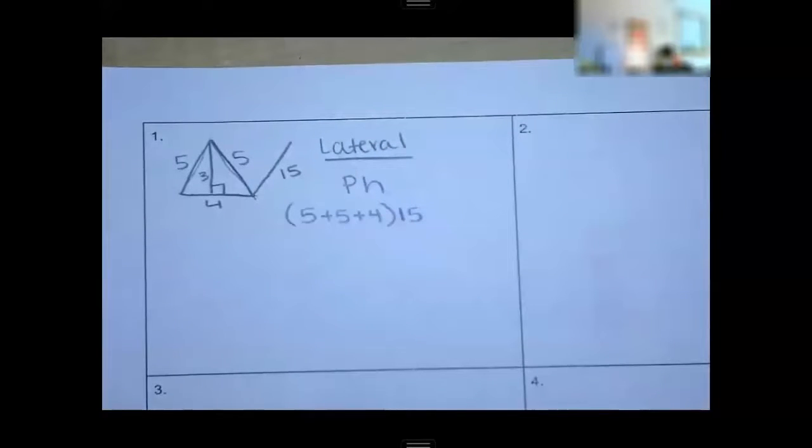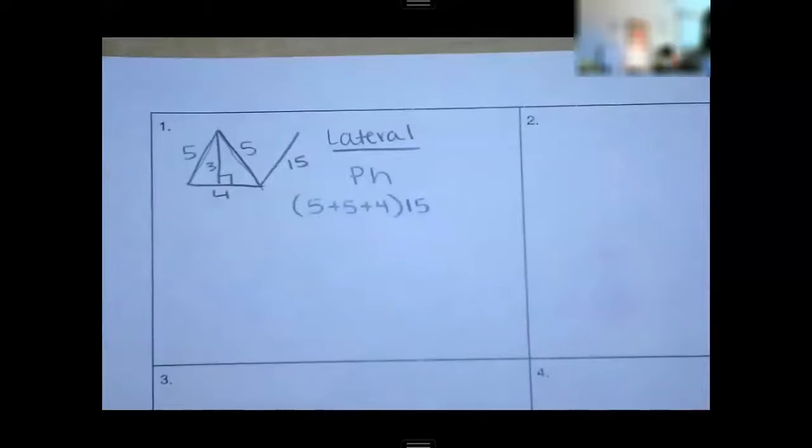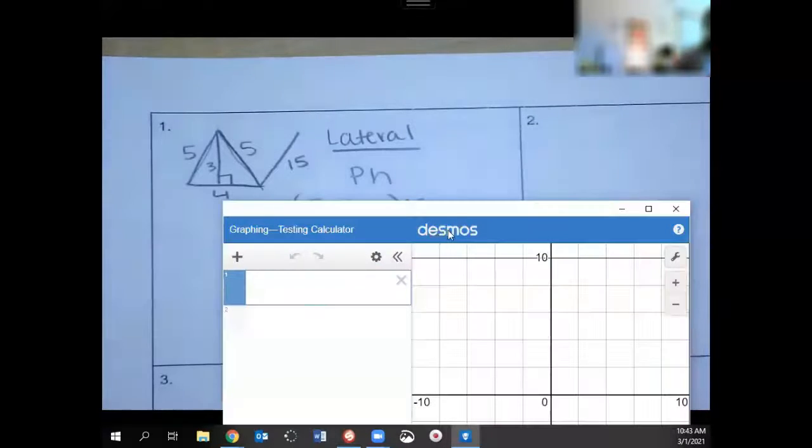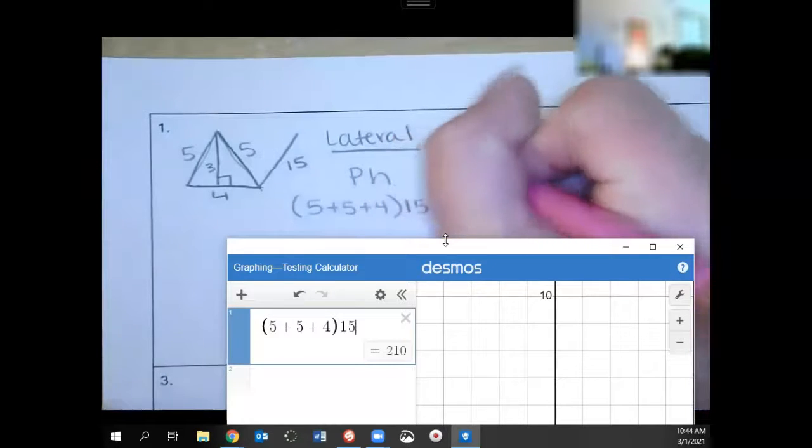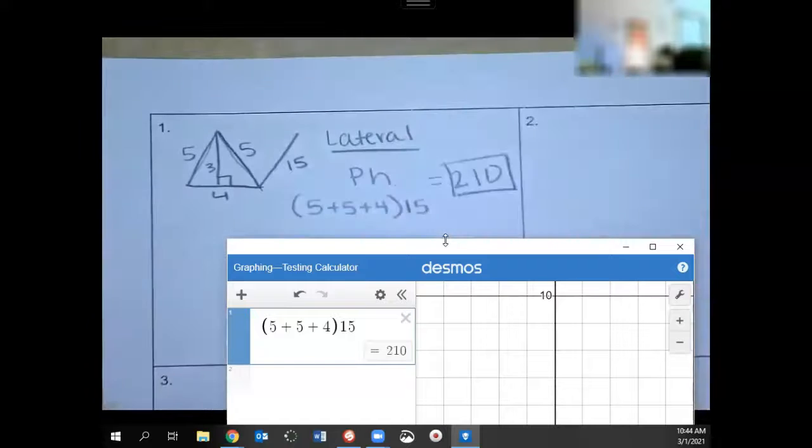And then you're going to go to Desmos and calculate. So 5 plus 5. Nope, let me put it in parentheses. 5 plus 5 plus 4, close, times 15. So you should get 210 as your lateral surface area. When you find lateral surface area, that's all the sides, the rectangular sides, of the prism.